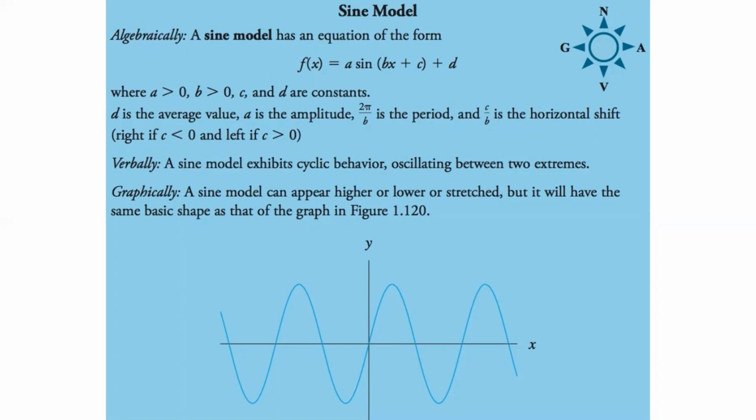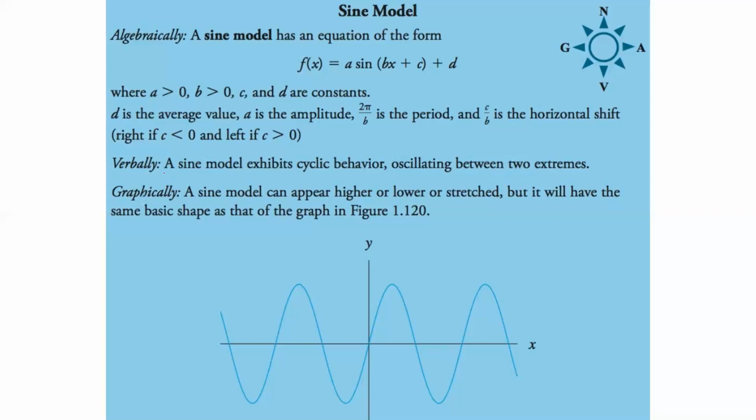Now, if we take 2 pi divided by this b value, that's going to be the period. And then c divided by b is going to be a horizontal shift. If it is greater than 0, we go left, and if it's less than 0, we shift right. So depending on whether we have a positive or negative c, we go left or right.